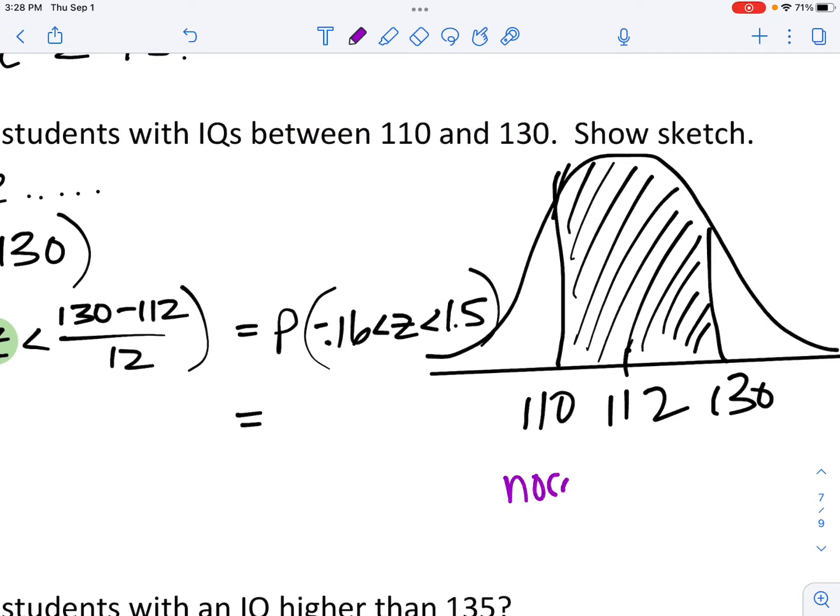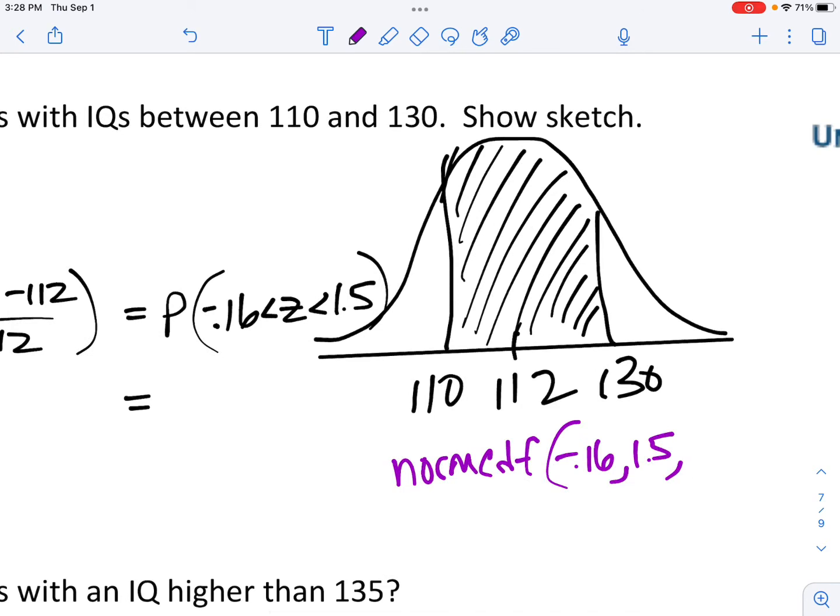so I'm just going to remind you how to do this in the calculator. Normal CDF. In this case, lower bound, here's my z-score. Upper bound is another z-score. I'm not using infinities for this one because I'm only shading strictly between two numbers. And then remember, since these are z-scores, my mean and standard deviation are going to be 0 and 1. Yes, you could change this number to 110, this number to 130, this number to 112, and this number to 12. You'll get the same exact answer.